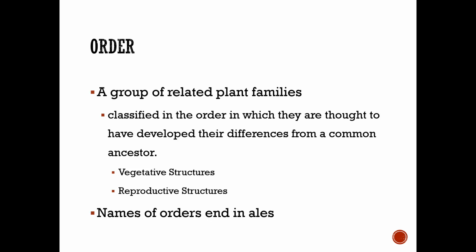Order is a group of related plant families. These are classified in an order in which they are thought to have developed their differences from a common ancestor. It could be vegetative structures, reproductive structures. Names of orders end in ALES.